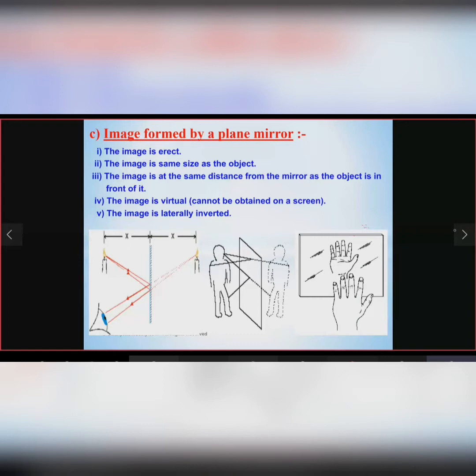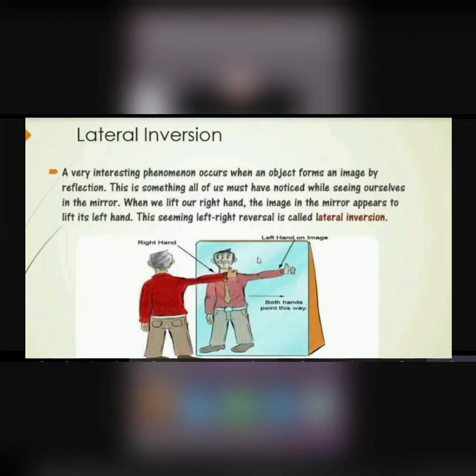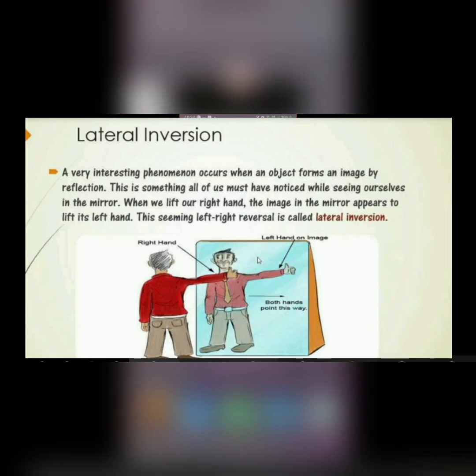So these are some of the characteristics of the image formed by a plane mirror. The image is erect. It is the same size as the object. It is at the same distance from the mirror as the object is in front of it. This image is virtual, and the image is laterally inverted. Now, the last point, lateral inversion. You have studied in junior classes. What do we mean by lateral inversion of an image?